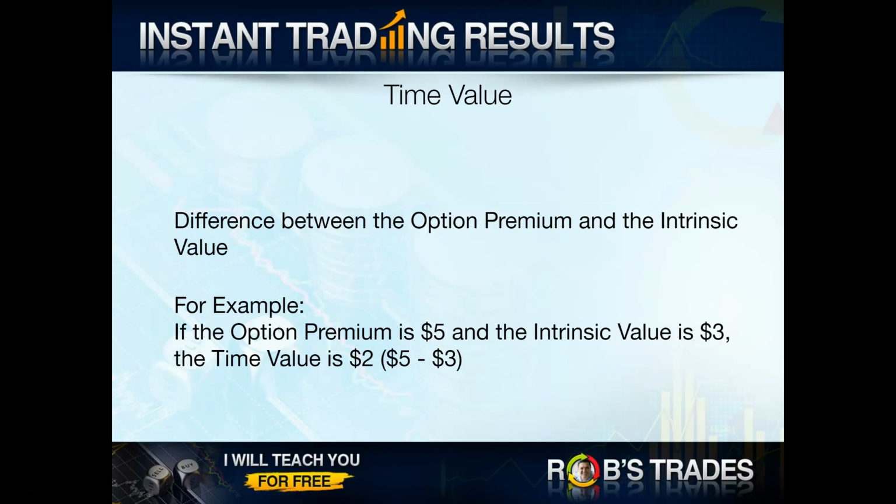Now time value, that's the difference between the option premium and the intrinsic value. For example, if the option premium is $5, and as per the last example, we said the intrinsic value is $3, well then of course the time value has to be $2. $5 minus $3 is time value. So you're paying $2 for the rights to buy or sell the stock by a certain period of time. You're paying for that time.